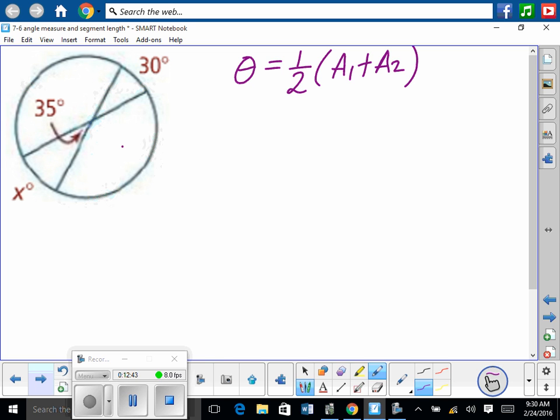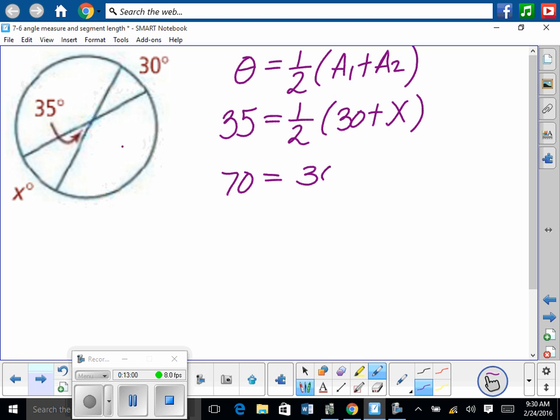Okay, so let's plug in what we know. We know theta is 35, right? So we have 35 is equal to 1/2 times 1 arc, 30, plus the other arc, x, right? Yep. So we'll multiply both sides by 2, right? So we have 70 is equal to 30 plus x, right? Yep. Minus 30. So 40 is equal to x.